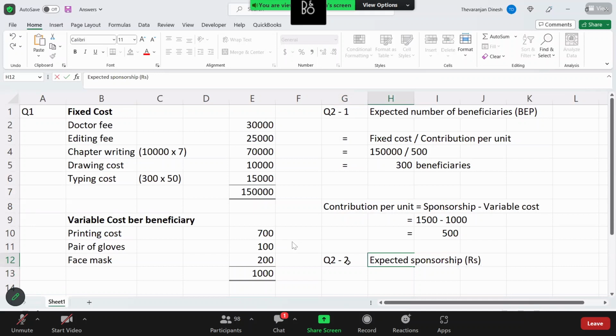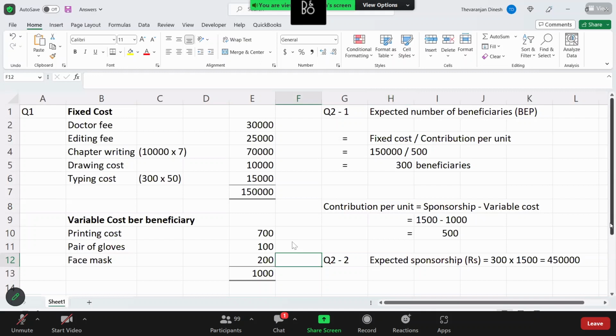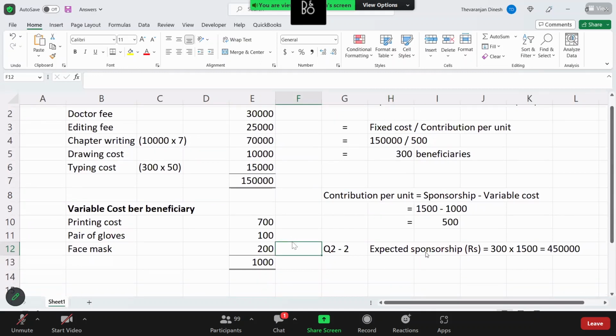So expected sponsorship in rupees is equal to, we need 300 beneficiaries. They are ready to give 1,500 per beneficiary. So the total is 450,000 rupees they have to give us. If they sponsor 4,50,000, then we can cover up all the cost. That is our break even point.